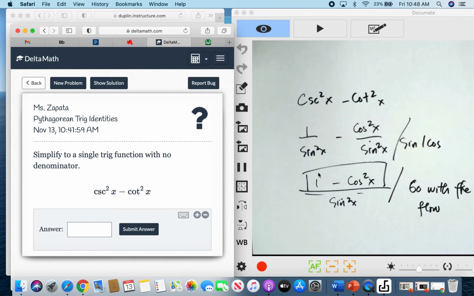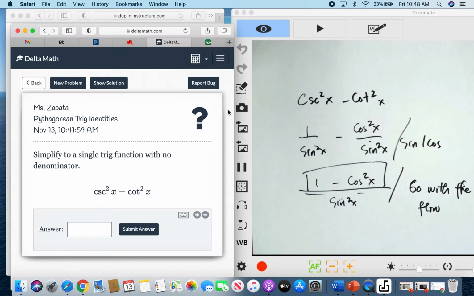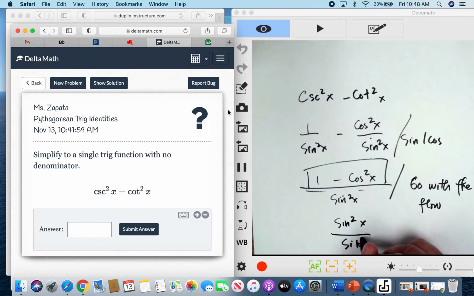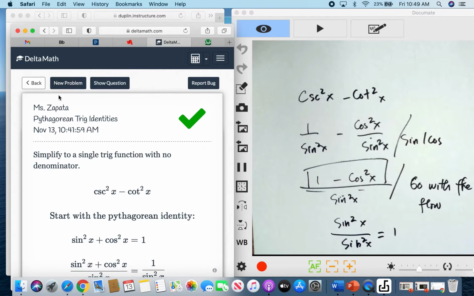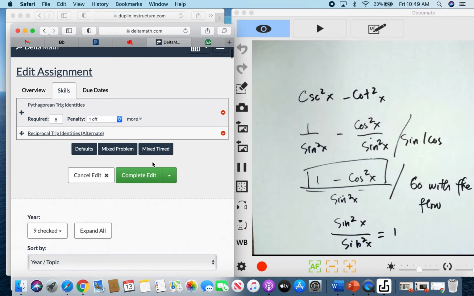Okay? And we know that this value, all right, we don't have any more operations to perform. It means that there would probably be identities that could identify us to 1 minus cosine squared. And we know that 1 minus cosine squared is equal to sine squared. So therefore, we can say that this expression is the same as sine squared all over sine squared. And a number divided by itself is equivalent to 1.